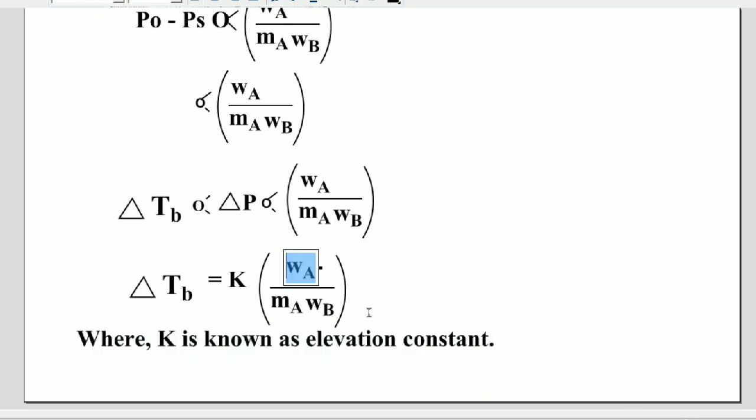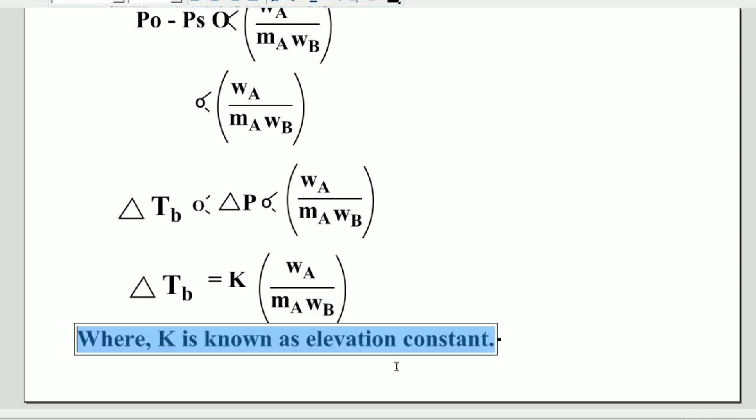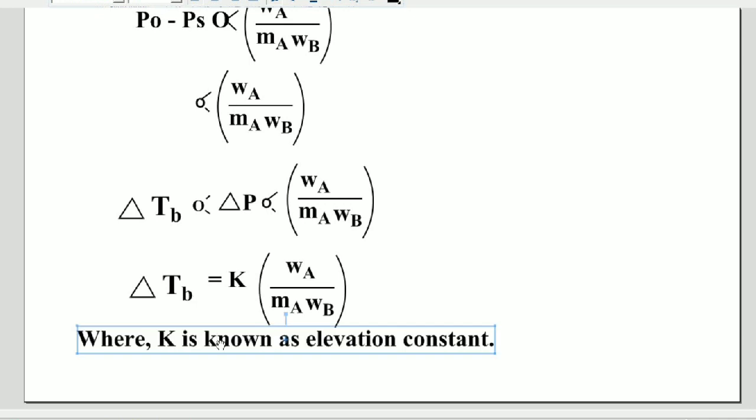Students, we know that WA is the mass of the solute, MA is the molecular mass of the solute, and WB is the weight or mass of the solvent, where K is called the elevation constant.